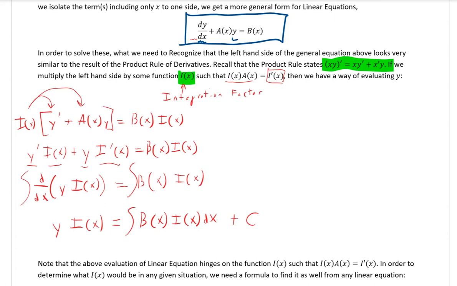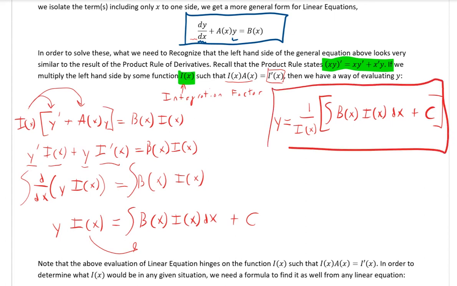Now the last thing I need to do is get y by itself, so I simply need to divide the I of x over. So what I'm going to get is y equals 1 over I of x times the integral of b of x I of x dx plus c. And that's what I'd be looking for. That now solves this first order equation where I can solve for y as a function of x.